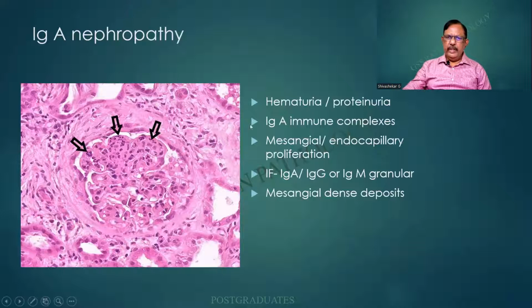IgA nephropathy, see what is happening. Patient can present with proteinuria, immune complexes are there, mesangial and endocapillary proliferation, and deposits of these are also seen. Dense granular deposits are seen in the mesangium.